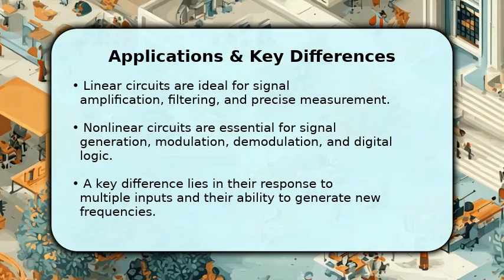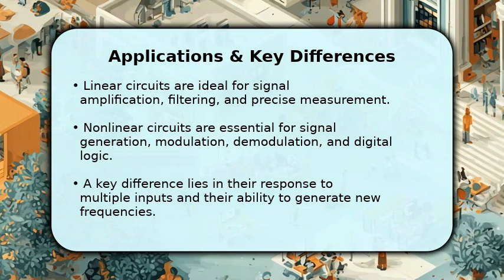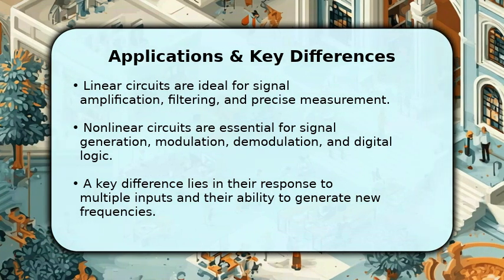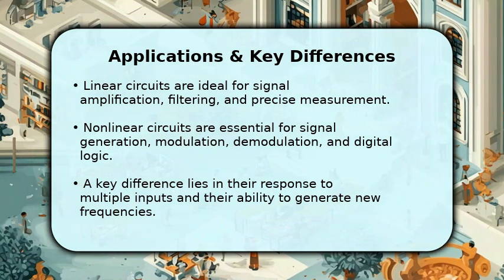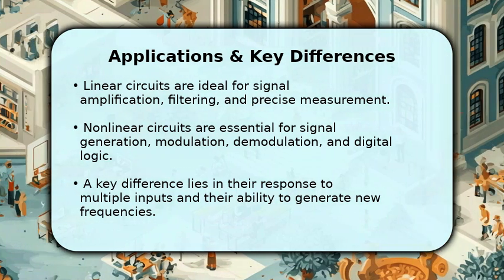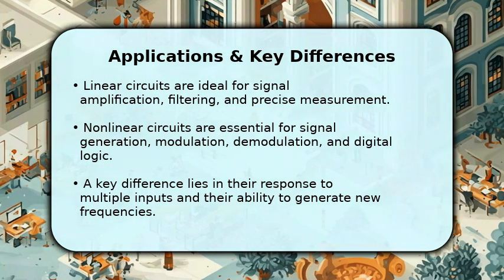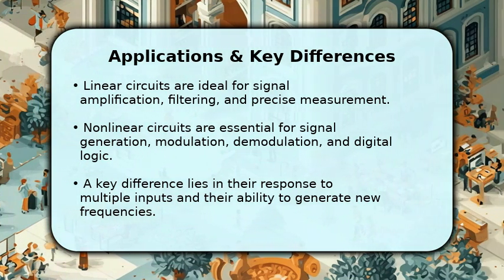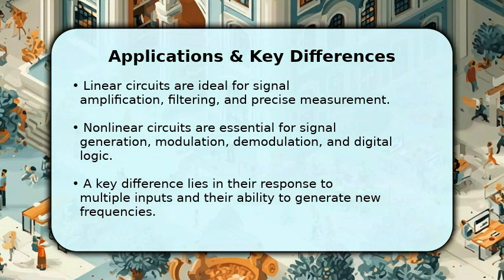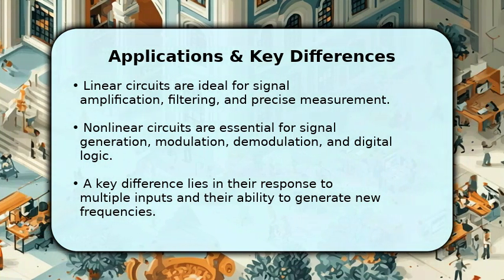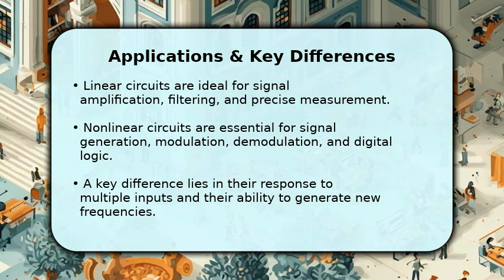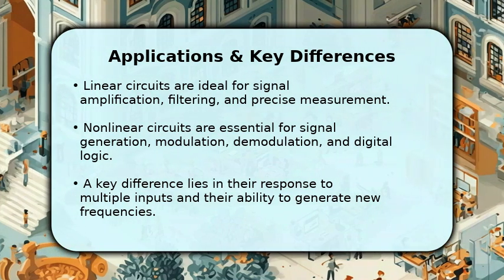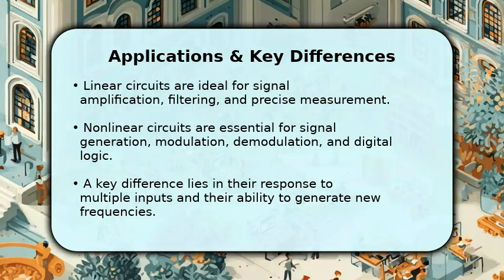The applications of these circuit types are vast and distinct. Linear circuits excel in tasks requiring faithful signal reproduction, such as audio amplifiers or precise filters, where maintaining signal integrity is paramount. Nonlinear circuits, however, are indispensable for functions like radio frequency mixing, digital switching, and power conversion, where altering or generating new signal characteristics is the goal. For instance, a radio receiver uses nonlinear circuits to downconvert a high-frequency signal to an audible range, a task impossible with purely linear components.